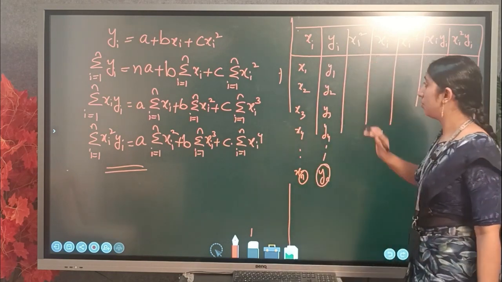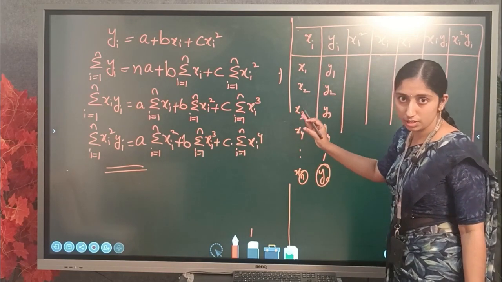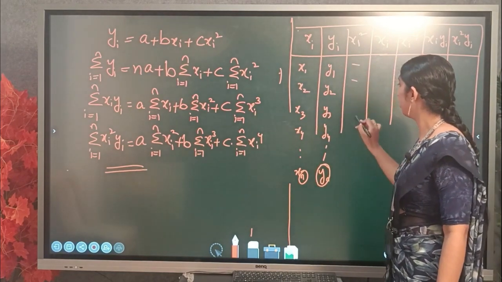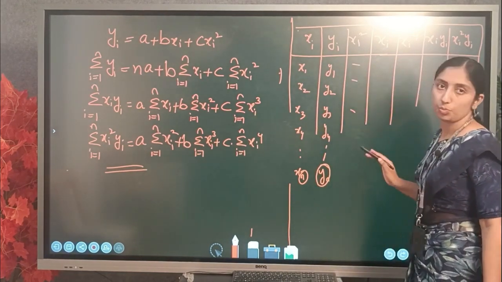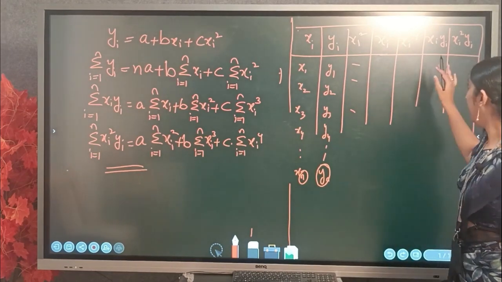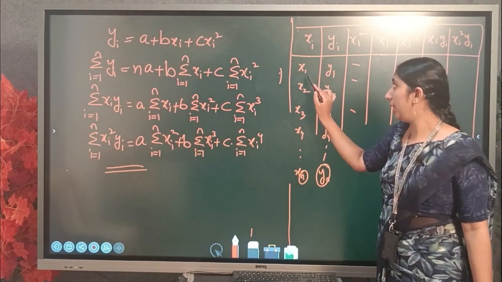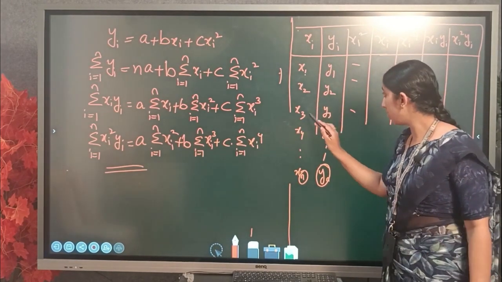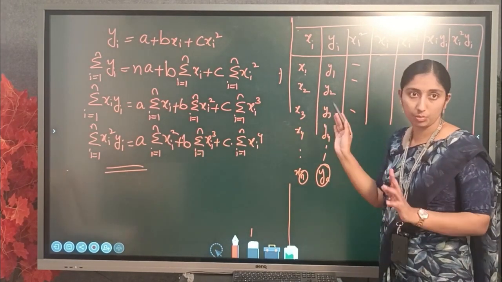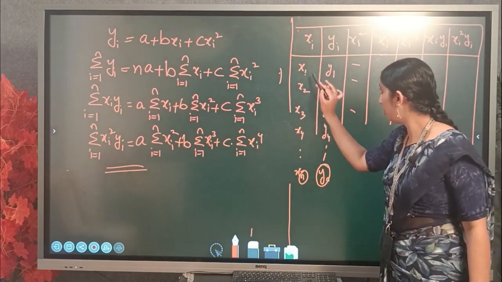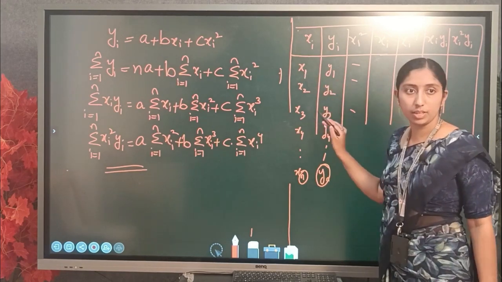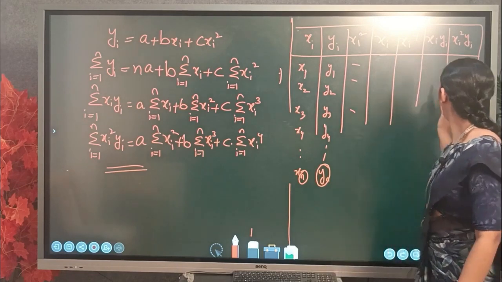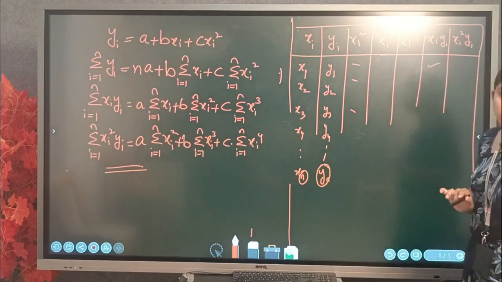Clear? xi square means, what are the terms here in xi? You have to square the terms. Okay, like xi cube, xi power 4, and xi yi means you have to multiply x1 into y1, x2 into y2. But don't do like that, x3 into y2 or y2 into x4 or something like this. You have to put x1 into y1, x2 into y2, x3 into y3, x4 into y4. Like that, xi yi is completed.